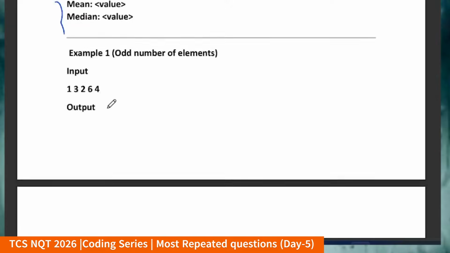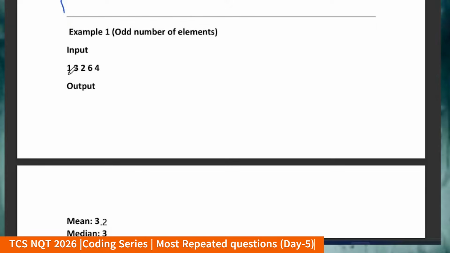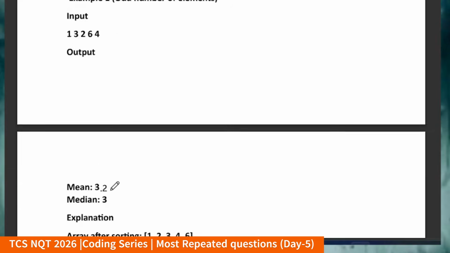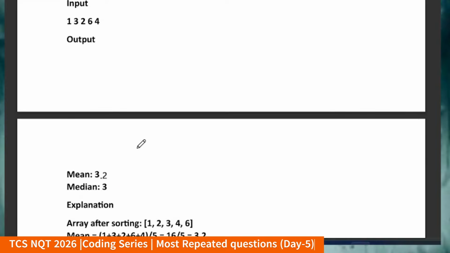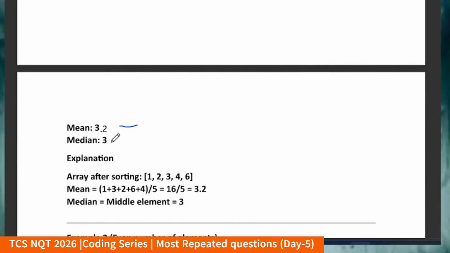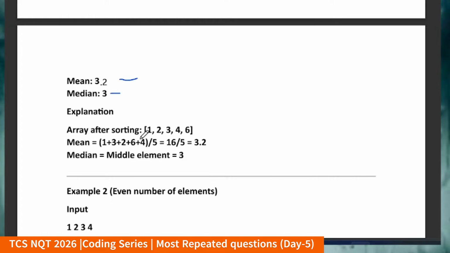Okay, so let me come to the example. Suppose I am taking the input as 1 3 2 6 4, then mean will be 3.2 and median will be 3. Why? Because when you sum these elements, that is 6 plus 4 plus 2 plus 3 plus 1, so 10, 12, 15 and 16, upon 5 when you divide, then we get 3.2. And median will be 3. Why? Because when you sort the elements, after sorting it will be 1 2 3 4 6. If the number of elements is odd, which is our case here, then it will be 3, so median will be 3, that is the middle element.